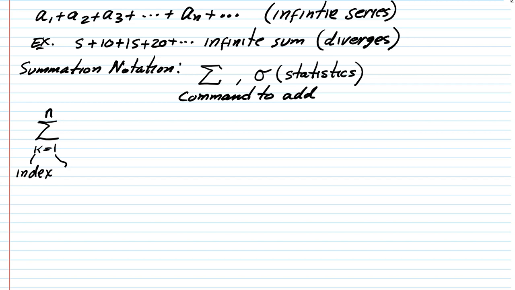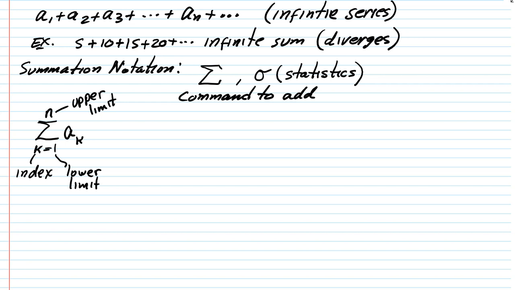Now, K is the index. 1 is called the lower limit of summation, and N is called the upper limit. And these are natural numbers, counting numbers. So it starts from 1, then it goes 2, 3, 4, 5, all the way up to N. And usually in front of sigma, you have some kind of formula. But for now, I'm going to keep it simple. I'm just going to write A with a subscript k, the same as the index.